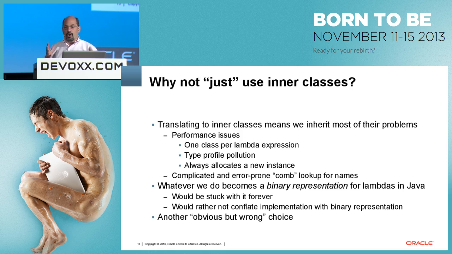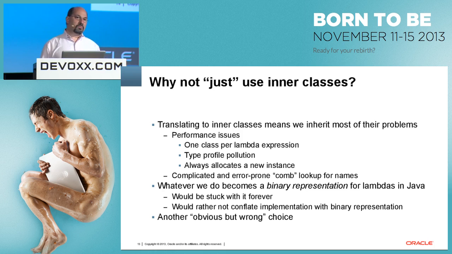Ideally, we don't want to have a binary representation that tells you exactly how to do it. We want to have a binary representation that tells you what to do. By avoiding conflating implementation with binary representation, we have more flexibility to implement things in a more performant way in the future. So the just use inner classes choice was another one of those things that was obvious and wrong.